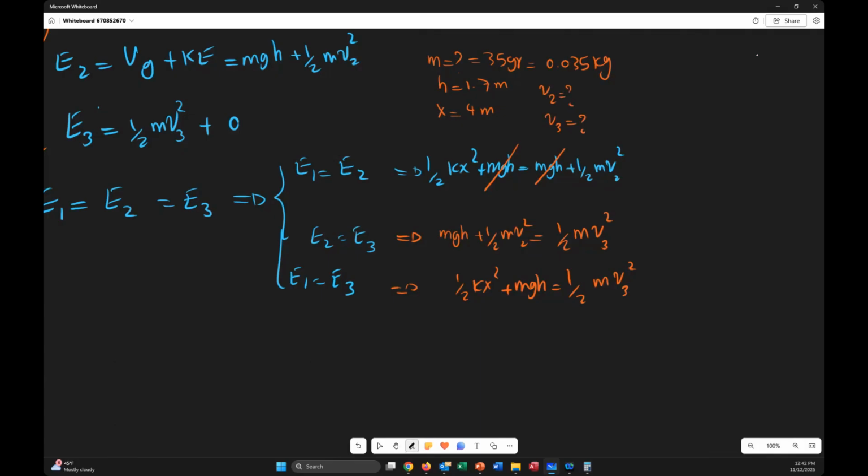Okay, let's look at the first one. I don't have K, I don't have V2. I cannot use this equation. Look at the next one. Do I have V2? No. Do I have V3? No. I cannot use this equation. I'm just trying to put all possible equations equal to each other, so I don't want you to wonder why I'm putting this equal to the last one. We can put every energy at each situation equal to each other.